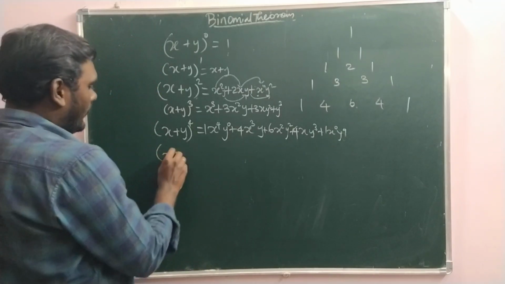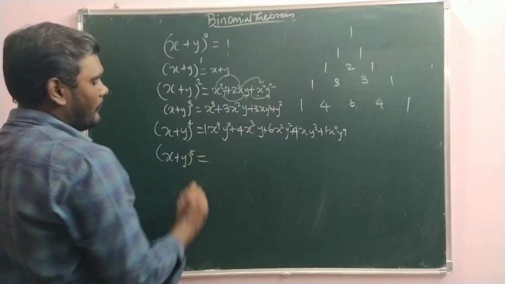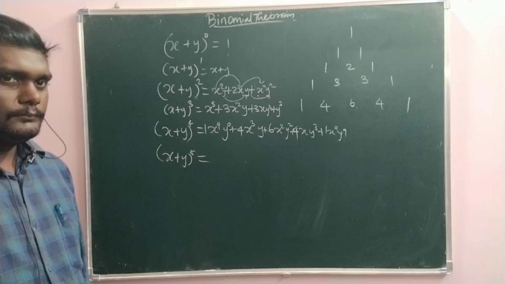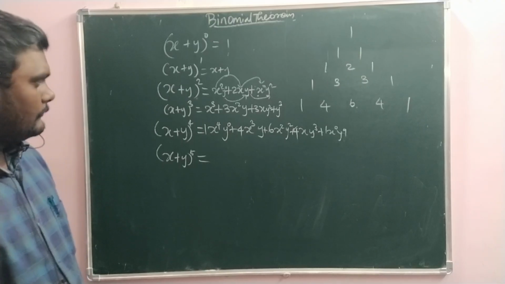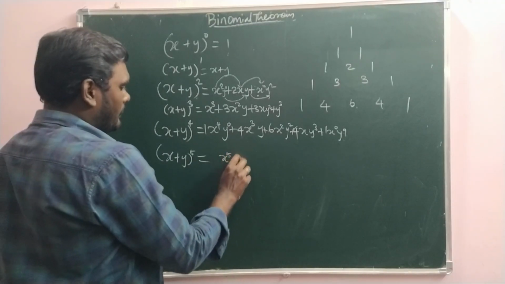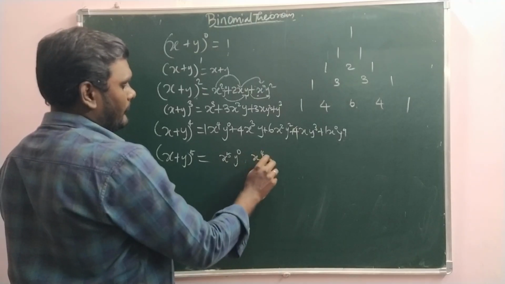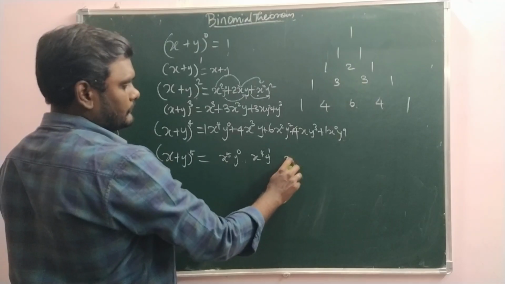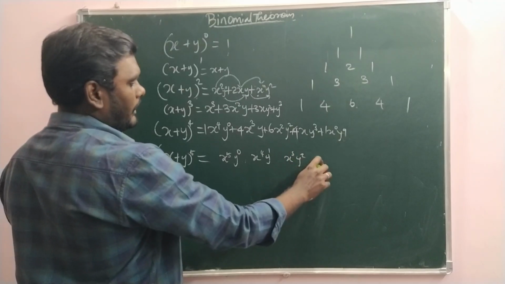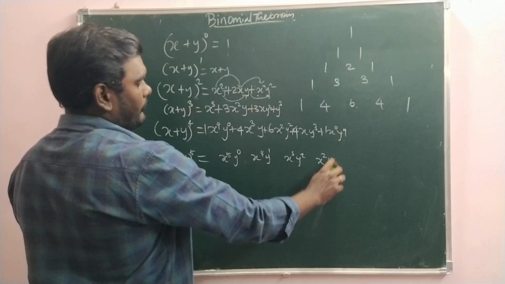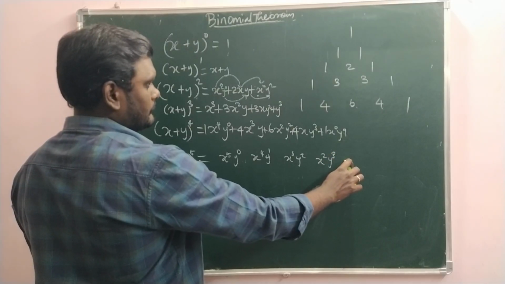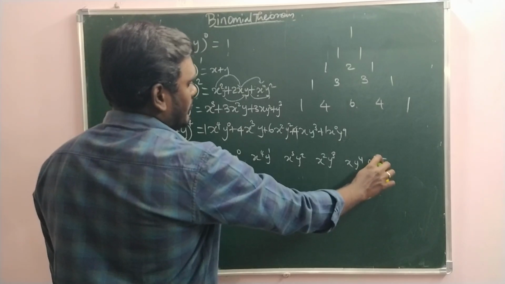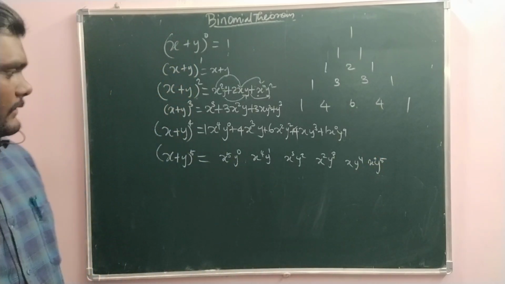What do you think? X plus y whole power 5. Good. X power 5, y power 0. Y power 1. Perfect. Super. X power 0. Now the coefficients.